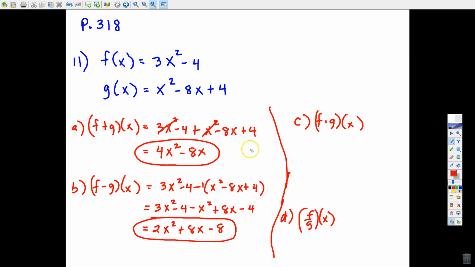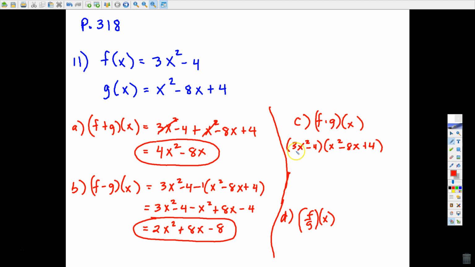Okay, now we have to multiply the f and the g function, so let's set that up. 3x squared minus 4 times x squared minus 8x plus 4. And so we're going to multiply this binomial times a trinomial, which means think of the distributive property, but you're going to be doing it twice. You're going to distribute each one of these terms. I'm going to show the horizontal method. If you prefer the vertical method, that's certainly okay.